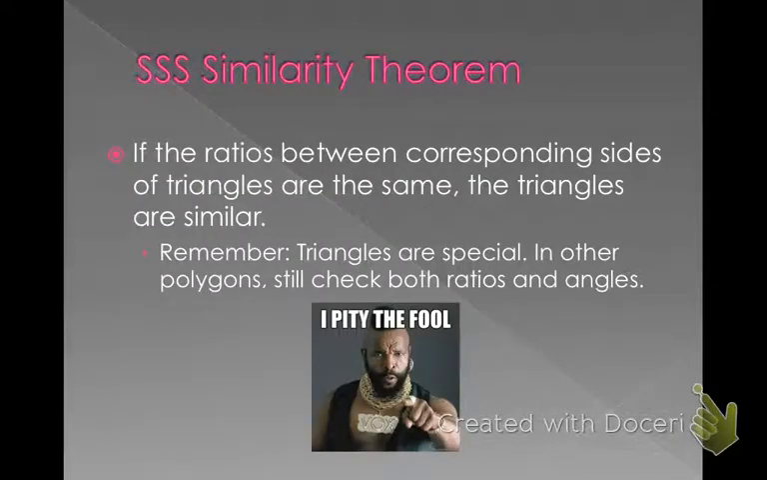The side-side-side similarity theorem says if the ratios between corresponding sides of triangles are the same, the triangles are similar. So this is another shortcut, because if we just know that we have 3 pairs of sides with the same ratio, we don't need to check the angles. Please remember that triangles are special. In other polygons, you need to still check both the ratios and the angles.